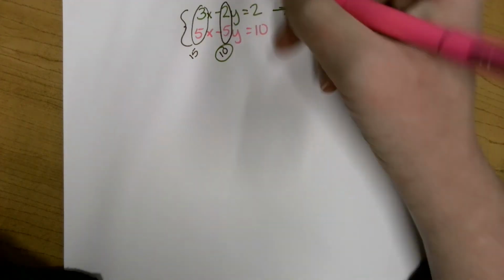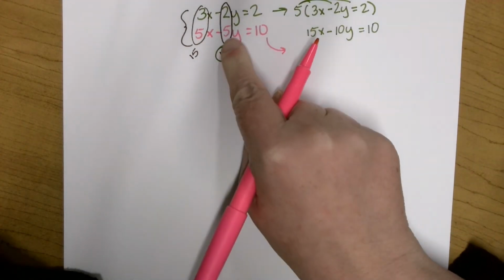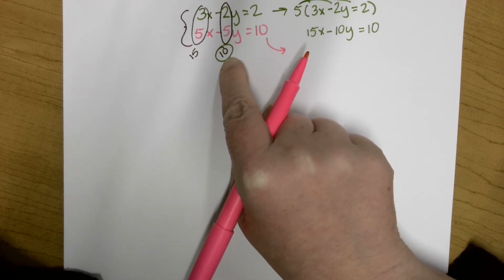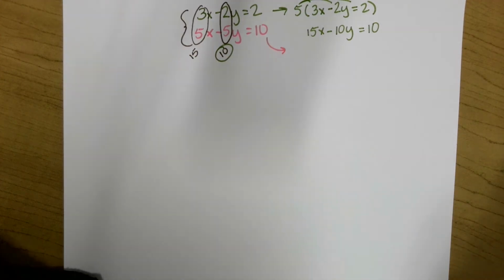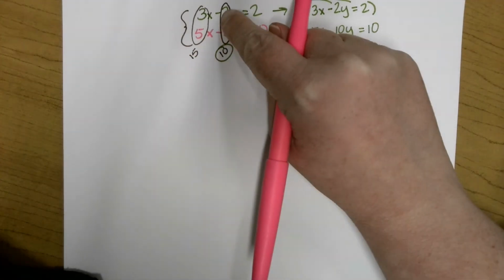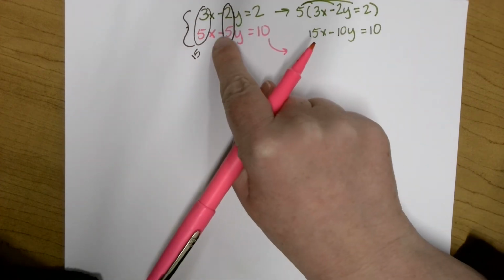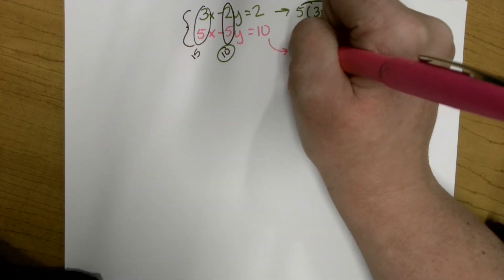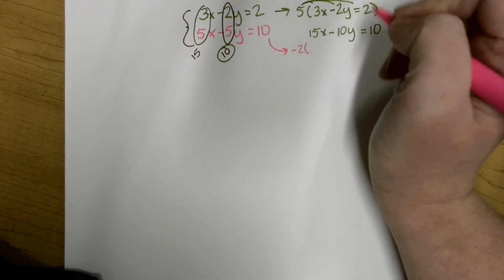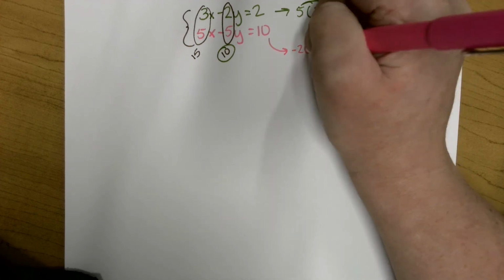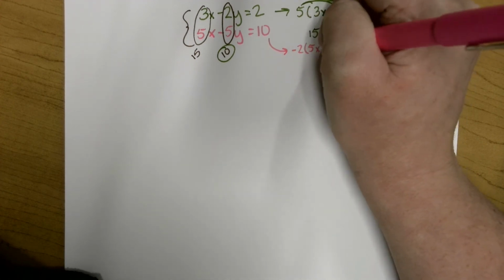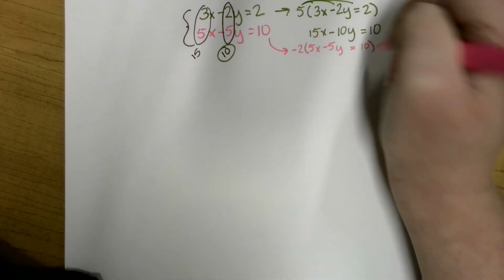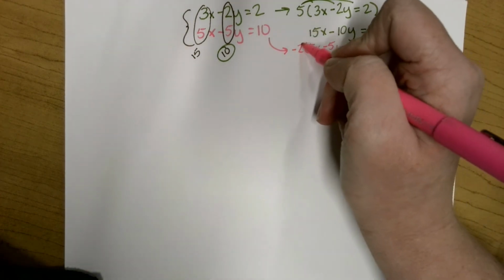We're going to do the same type of thing here. But in order to make this 5 a 10, we're going to have to multiply by 2. Now here's the other thing that I kind of brain farted about: these are both negative. So I want to try to make this positive. In order to make a negative positive, you multiply by another negative. So we'll multiply the entire bottom equation by -2. So we're going to do -2 times 5x minus 5y equals 10.